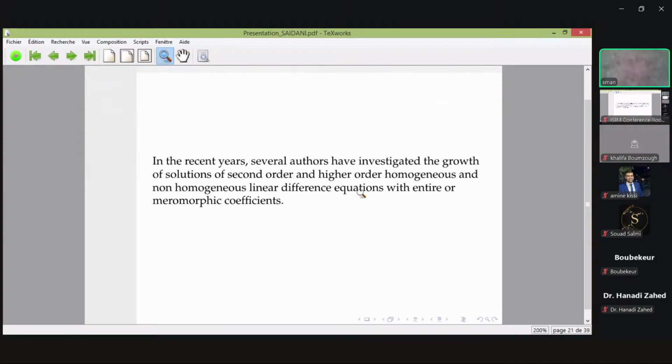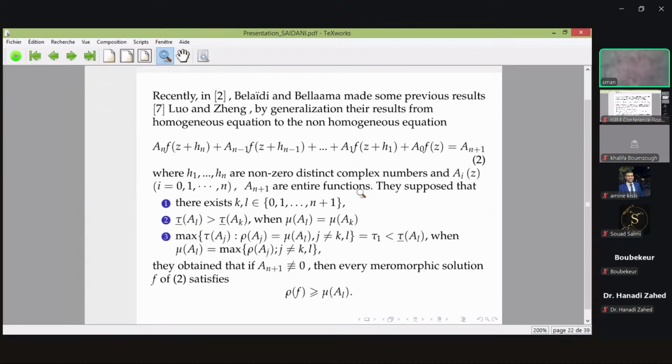In recent years, several authors have investigated the growth of solutions of second order and higher order homogeneous and non-homogeneous linear difference equations with entire or meromorphic coefficients. Recently, Belaidi and Belama extended some previous results of Liu and Zhang, generalizing their results from homogeneous difference equations to non-homogeneous difference equations of the form 2.